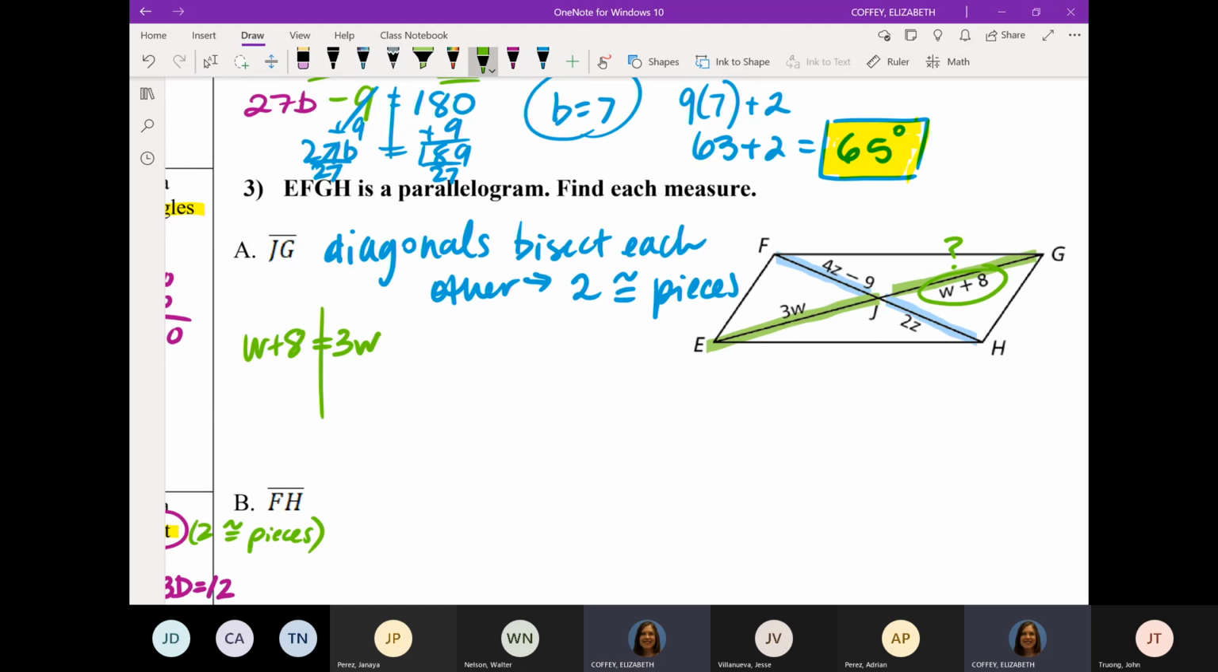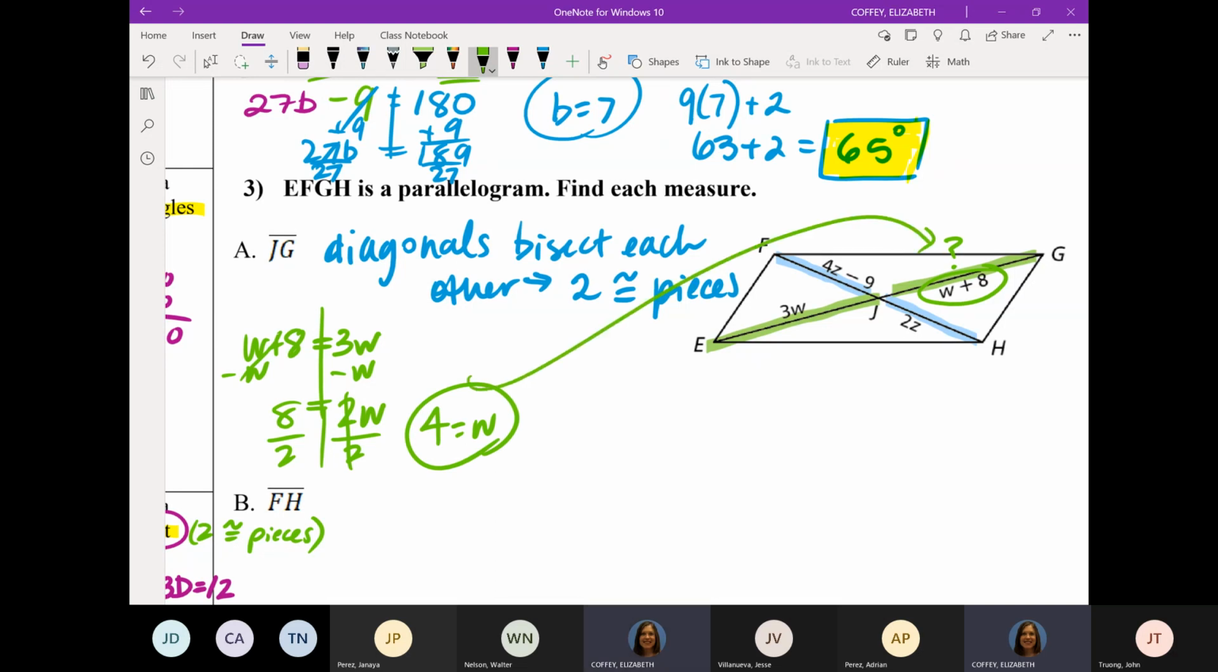Okay, I'm going to draw my line. We're going to subtract W from both sides to get 8 equals, what's 3W minus W? 2W. And our last step is divide by 2. 8 divided by 2 is 4. But then I have to do what? Plug it into JG, which is W plus 8. So that's 4 plus 8. Actually, I'm going to write this out. JG is 4 plus 8, which is 12.